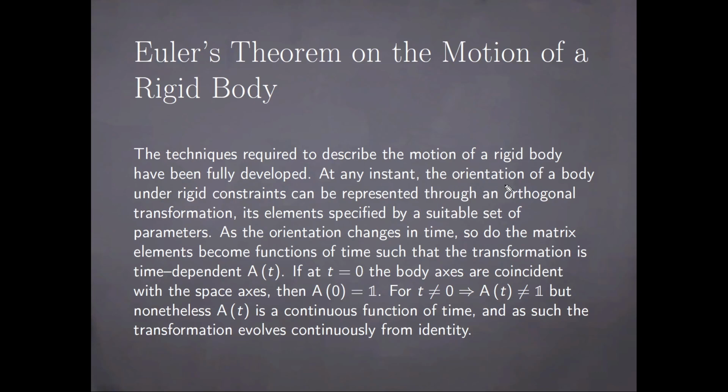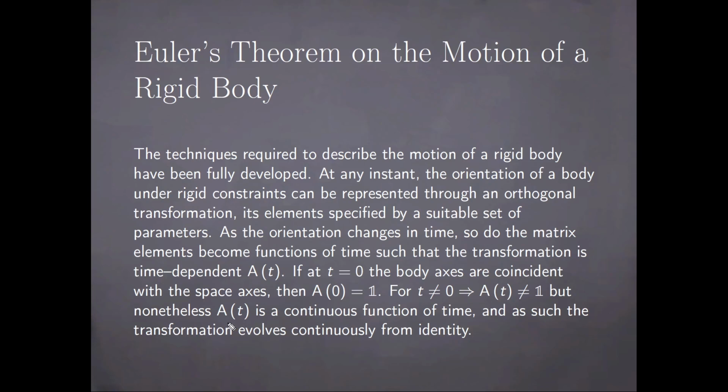At any instant, the orientation of a body under rigid constraints can be represented through an orthogonal transformation, its elements specified by a suitable set of parameters. As the orientation changes in time, so do the matrix elements become functions of time, such that the transformation is time-dependent. If at the initial moment the body axes are coincident with the space axes, then the transformation at the initial moment in time is equal to the identity transformation.